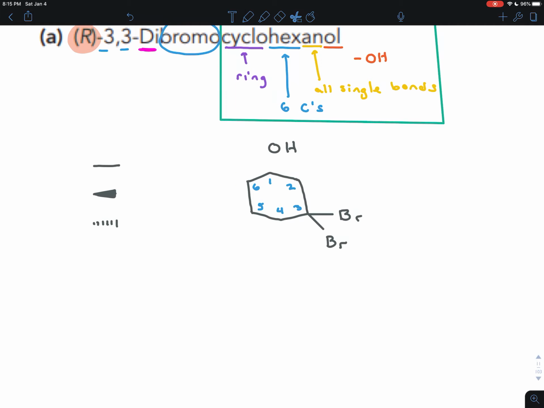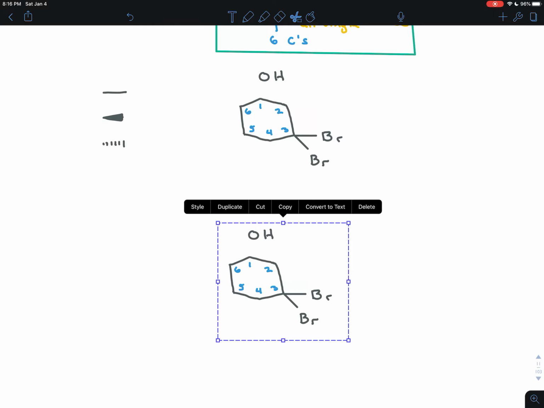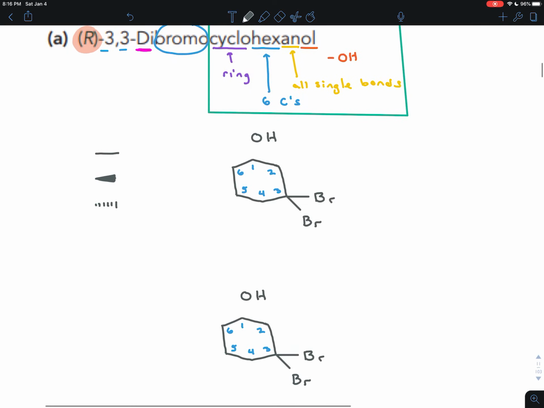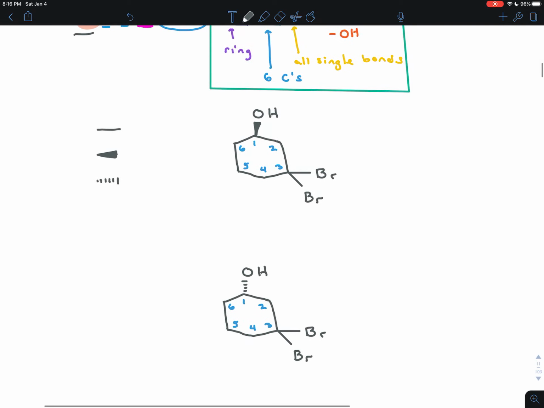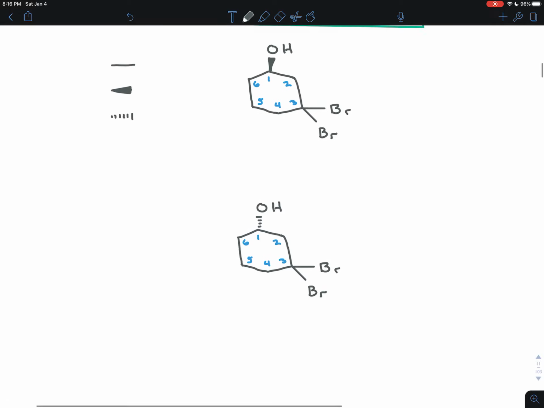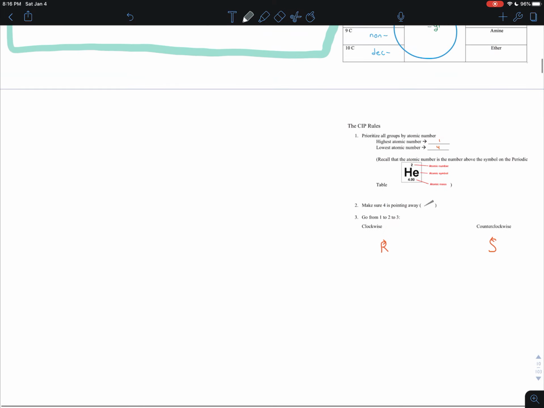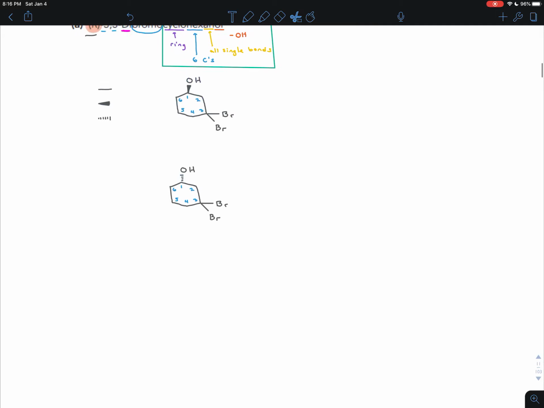Okay, so how do we know to write a solid wedge or a dashed wedge? Well, we don't. So let's write both of them and see which one gives us an R chiral center. So let's try it with a solid wedge. Let's try it with a dashed wedge. Okay, I'm actually going to do this one at the bottom first. And so we're going to use the CIP rules, the same ones that we've used in previous videos.